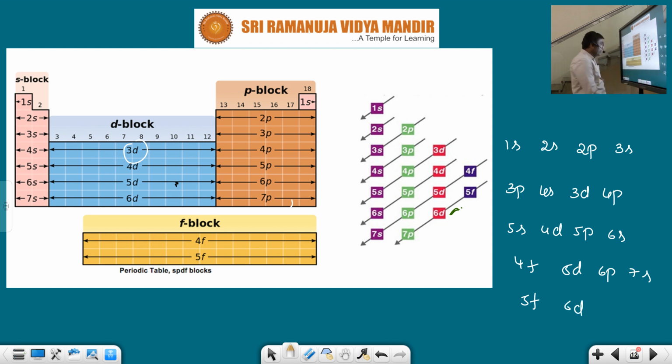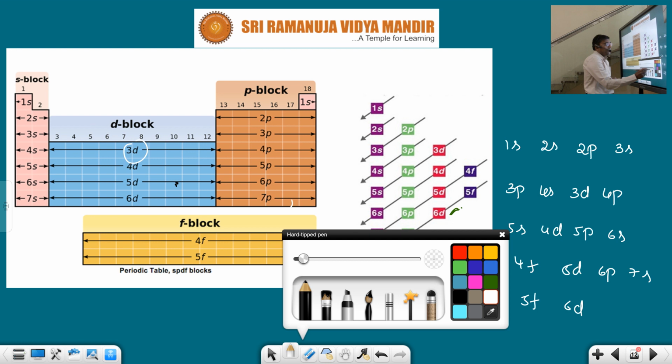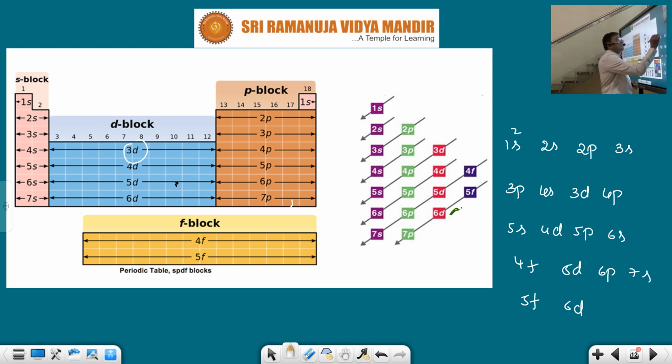So students, have a look. Very interesting. Now, two elements, hydrogen, helium are finished. Next two, lithium, beryllium. Next, 6 elements. What are the 6 elements? Boron to neon. Good. Next, 2 elements, sodium, magnesium. Next, 6 elements, aluminium to argon. Next, 2 elements, potassium and calcium. Next, 10 elements.